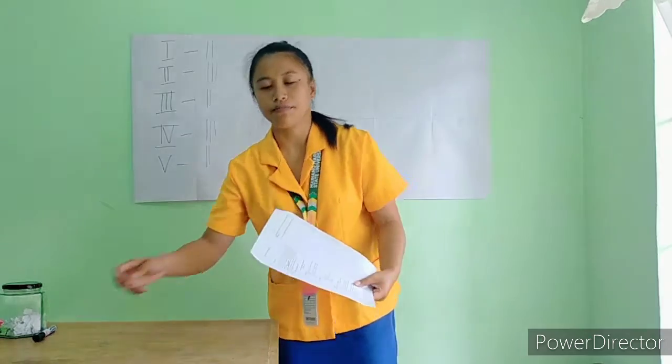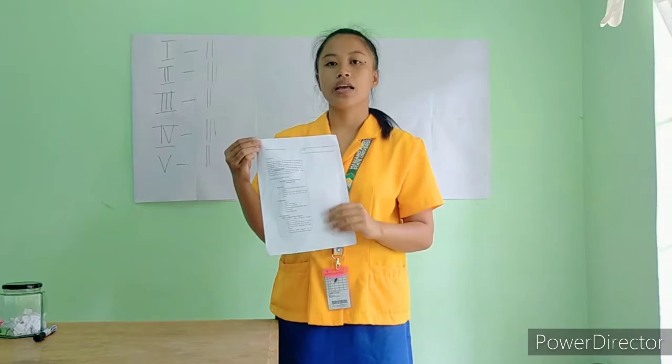So each group, I will give an activity sheet. This activity sheet contains an objective, materials that you are going to use, procedures that you are going to follow, guide questions that you are going to answer, and the conclusion for the last part. In the conclusion, you are going to write at least 1 paragraph based on what you have done in the activity. You may write your answer on 1 whole sheet of paper for each group. Okay?